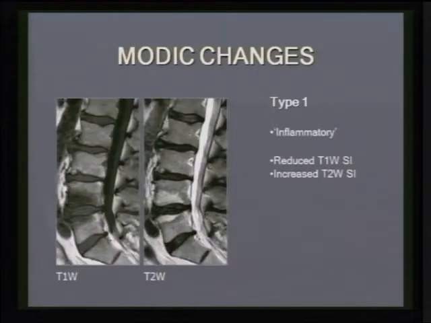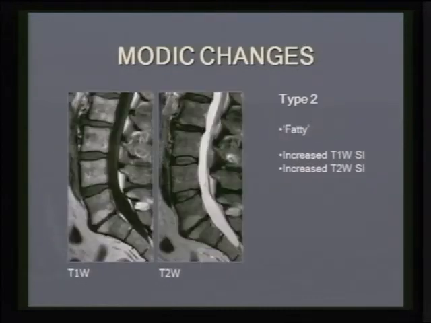This is the type 1 change, the so-called inflammatory type, with reduction of the T1 weighted signal adjacent to the disc and increased signal on T2 and STIR. This is relatively uncommon. The commonest type we see is the fatty change, where there's increased signal adjacent to the degenerate disc on both T1 and T2 weighted images.